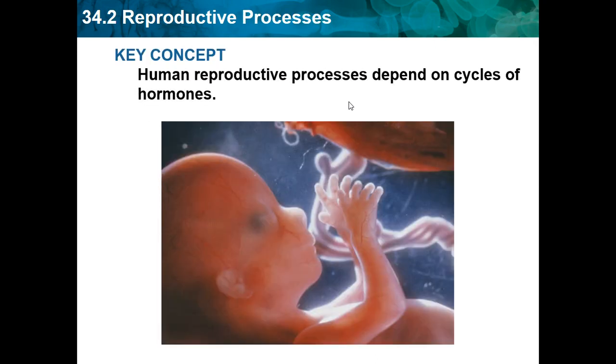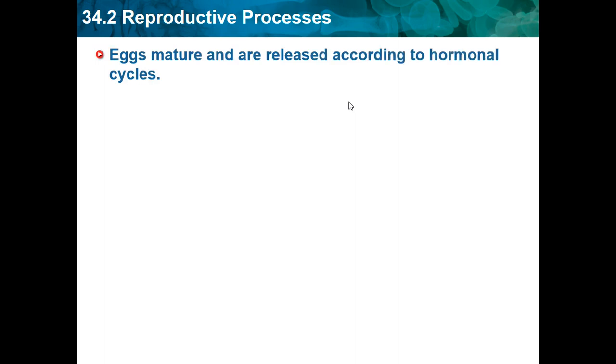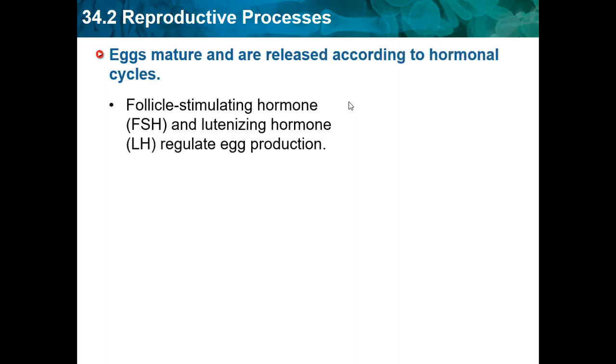So 34.2 is the reproductive process. Human reproductive processes develop on cycles of hormones. Eggs mature and are released according to hormone cycles. So we have the follicle stimulating hormone, FSH, and luteinizing hormone, which is LH, and these regulate egg production.